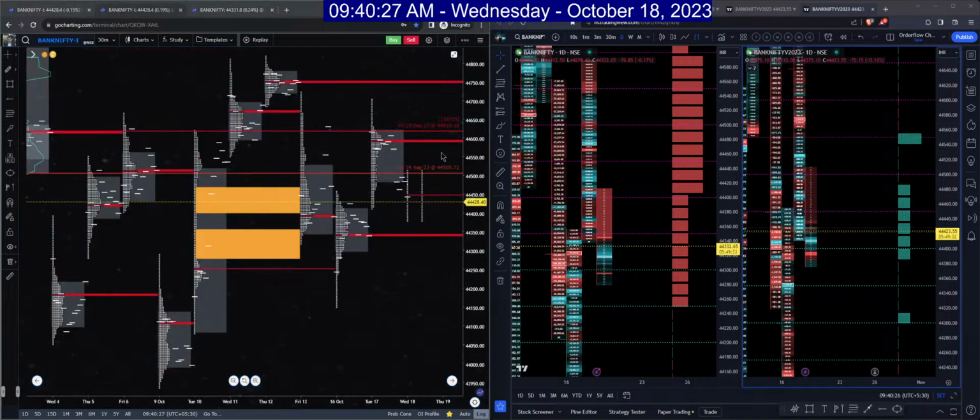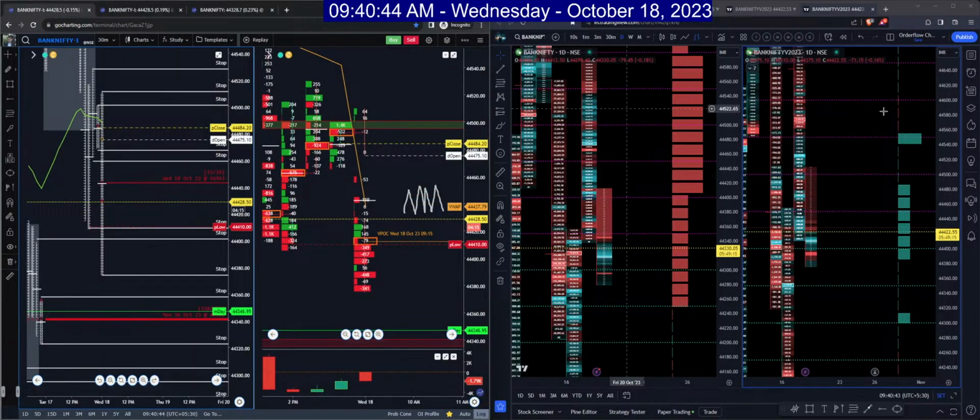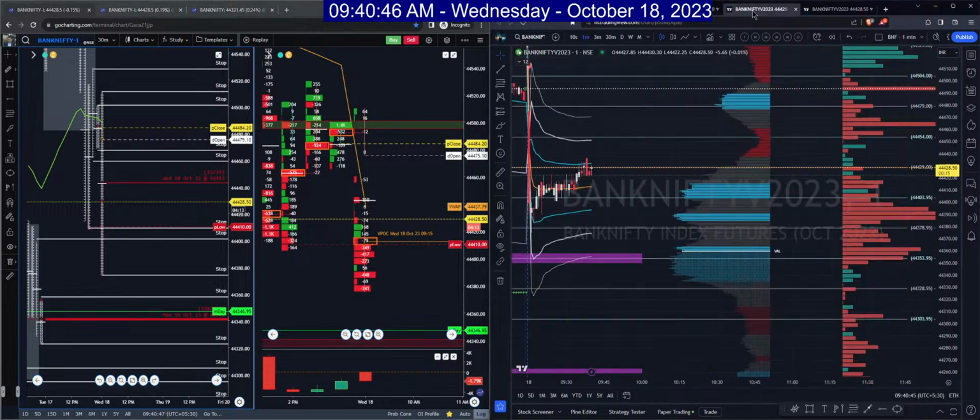Okay, but overall, seller here, buyer here. I want acceptance below the previous day's low. 44,400, again a psychological number where the supply is shutting off. So we are just in a chop. So it will be a good day for the straddle and the strangle players.